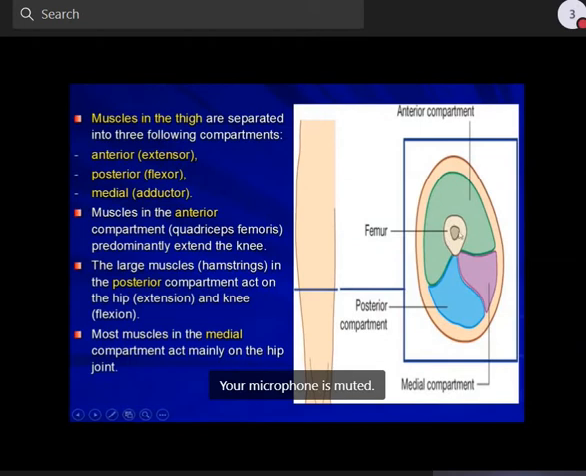The adductor compartment comprises 5 muscles that adduct at the hip, and the anterior compartment comprises only 2 muscles, mostly the quadriceps femoris, and the second one is the sartorius. But the sartorius is a flexor. The sartorius flexes both the hip and knee joints. So in spite of belonging to the extensor compartment, it flexes both the hip and knee joints. The sartorius, of course.